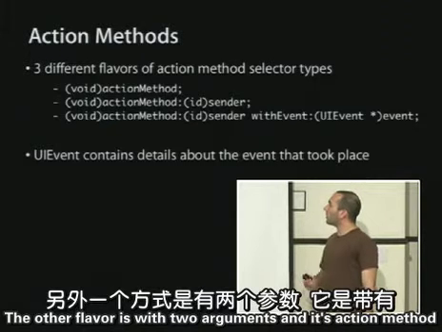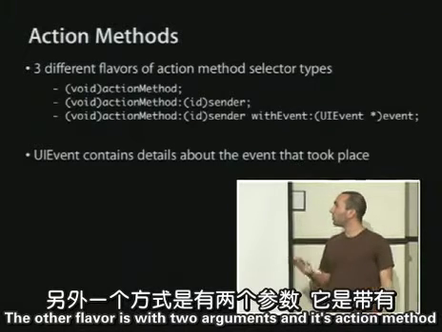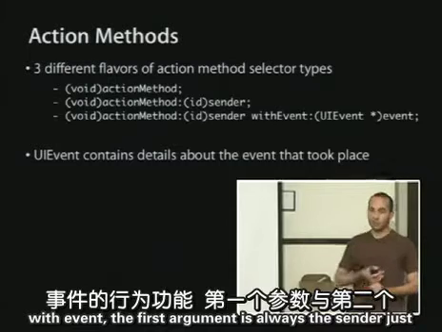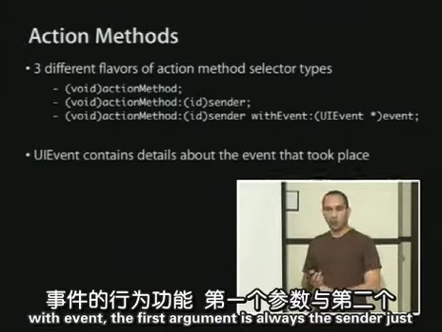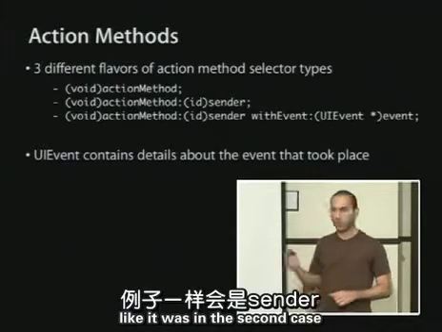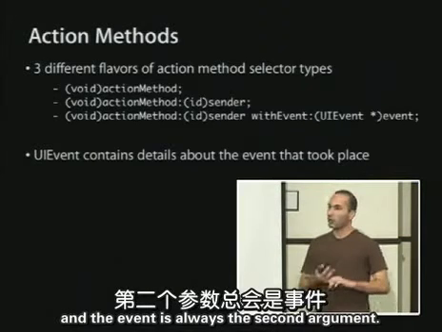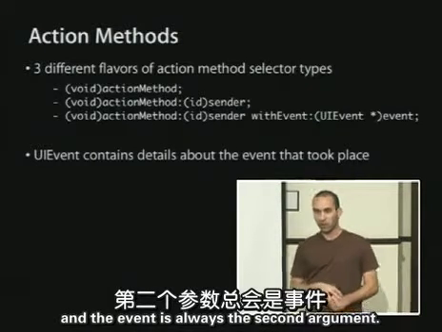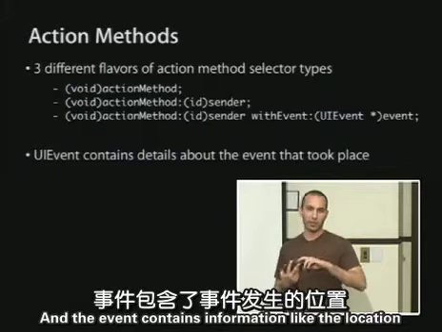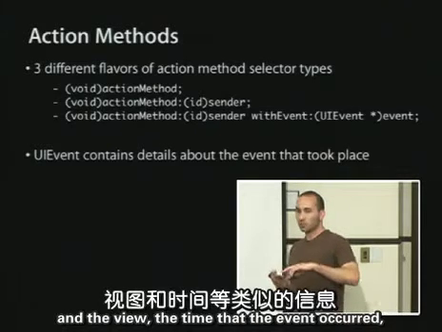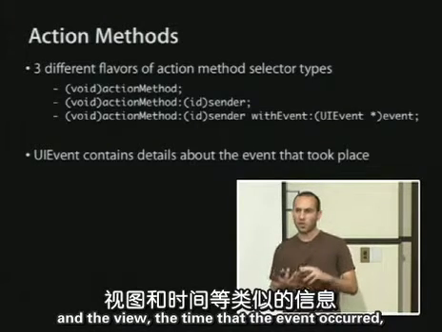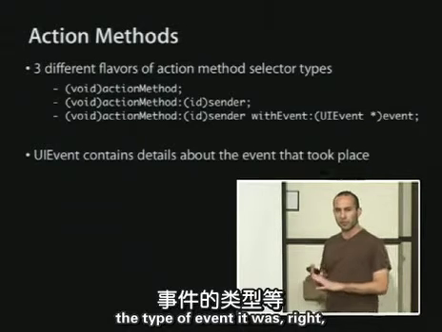The other flavor is with 2 arguments, and it's action method with event. The first argument is always the sender, just like it was in the second case, and the event is always the second argument. And the event contains information like the location in the view, the time that the event occurred, the type of event it was.